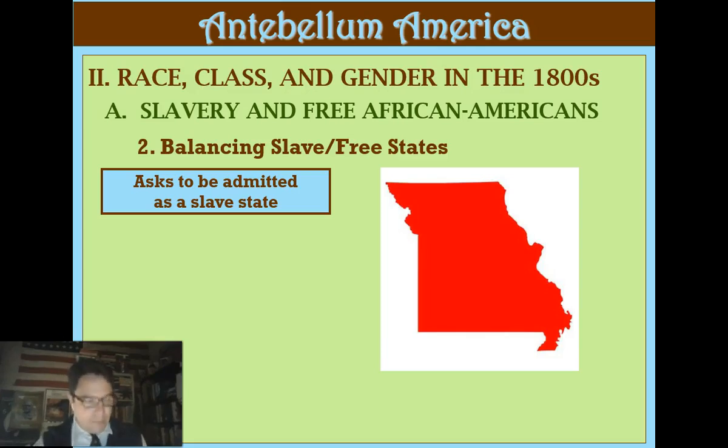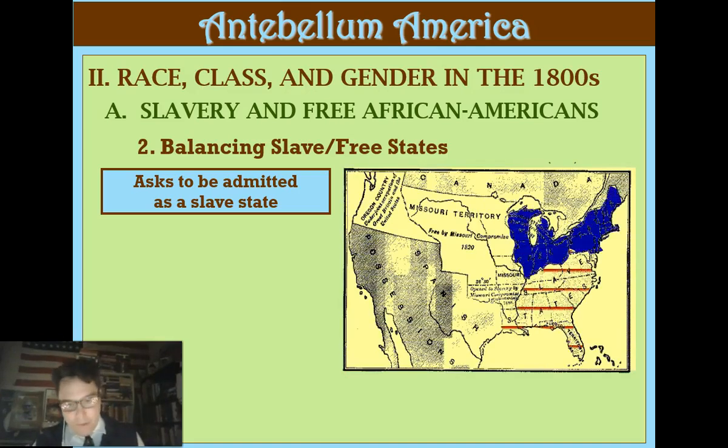And that was a problem, because up until that point, there had been a relative balance between the number of free states and slave states. And the line between them, between the blue area and the red area on this map, was the Ohio River, such that slavery was outlawed north of the river, but allowed south of it. So what to make of slavery in Missouri, which isn't really north of the Ohio River or south of it, but west of it? What do we do with Missouri?